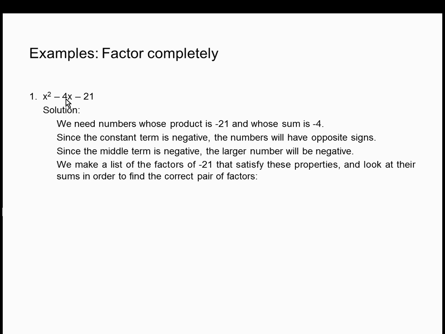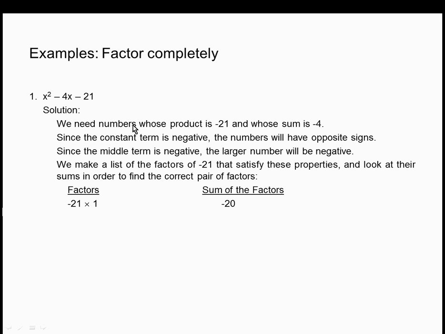So we make a list of the factors of negative 21 that satisfy these properties and look at their sums in order to find the correct pair of factors. Some of you back in high school may have been told you have to show this work. If you can actually see the numbers at work, don't go through this agony. Just write down your factoring. So the factors and the sum of the factors.